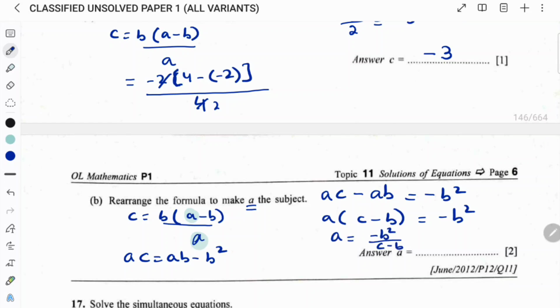You can write this answer, or you can just eliminate the minus sign in the numerator. So what do you do? You multiply minus to the numerator and denominator, so that will become B square upon B minus C. All right, so this is the answer for this part.